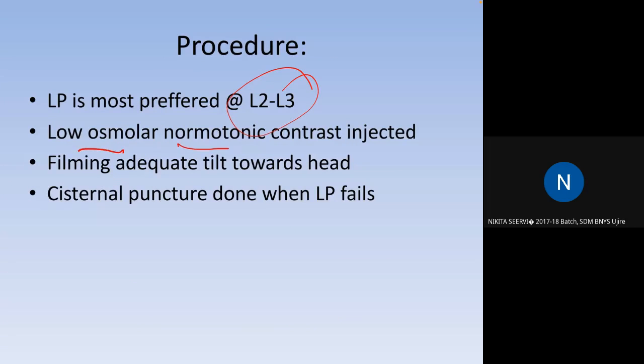What is low osmolar? What is hypertonic, normotonic solution? Normotonic is equal to the tone of the blood. Hypertonic, hypotonic solution. Hypotonic. Yeah, osmolarity is lower than that of the blood, and it is normotonic.